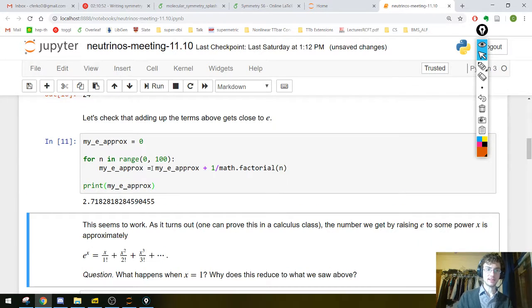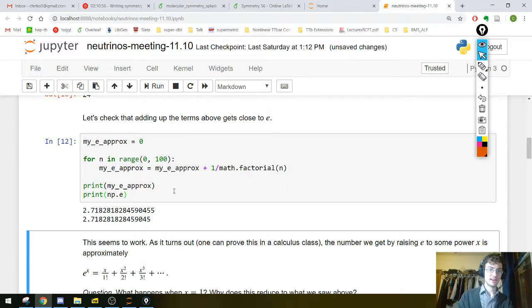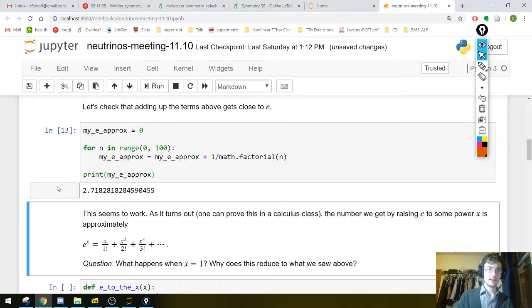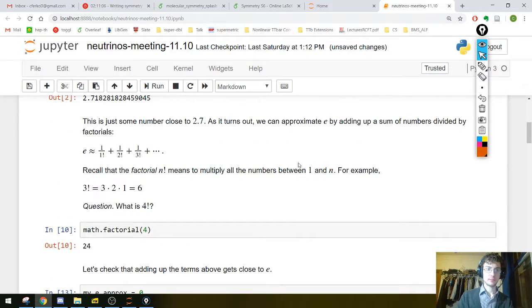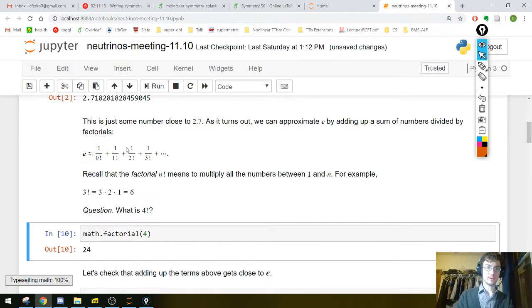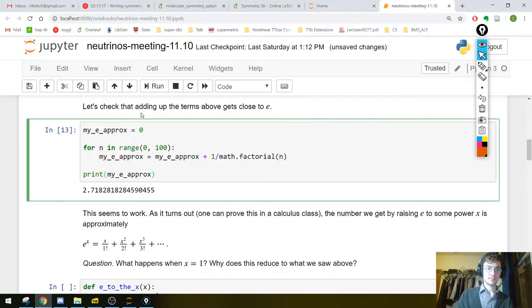Bam. Look at that. That looks very close. Let's print np.e to see how close they are. Look at that. Down to like the 10th decimal. It's a very good approximation. Okay, so now hopefully I've convinced you that I can add up. Actually, this equation is wrong because I forgot to put 1 over 0 factorial, because 0 factorial is also 1. Okay, anyway, so that's a way of getting e.